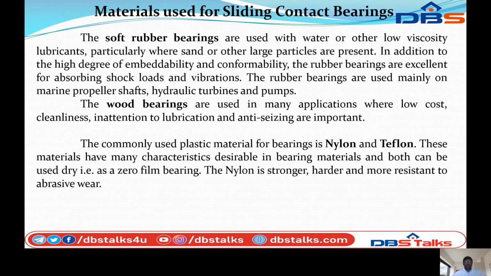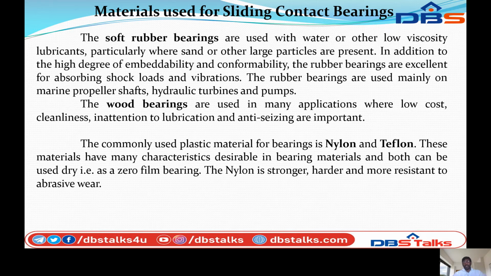So coming to the soft rubber bearings, they are used with water or other low viscosity lubricants, particularly where sand or other large particles are present. In addition to the high degree of embeddability and compatibility, the rubber bearings are excellent for absorbing shock loads and vibrations. The rubber bearings are used mainly on marine propeller shafts, hydraulic turbines and pumps.